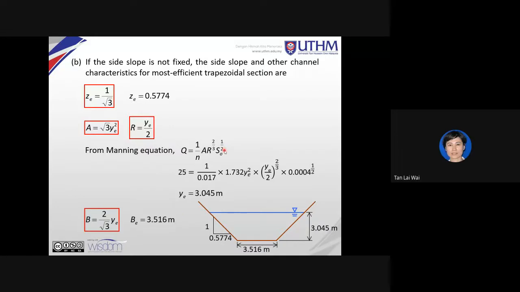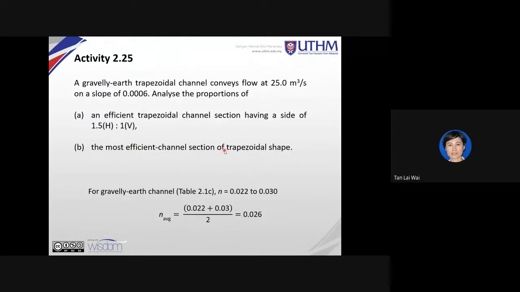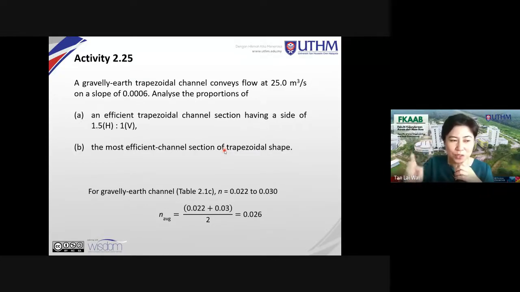All right. Now, let's look at activity 2.25. The concept is the same. There are two parts. The first part is when the side slope is constant. I'm just giving you more exercises so that you can practice on your own. The second part is where the side slope is not given or is allowed to change, so of course we are going to choose the best side slope, Z equals 1 over square root 3.